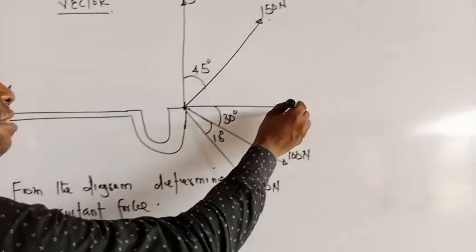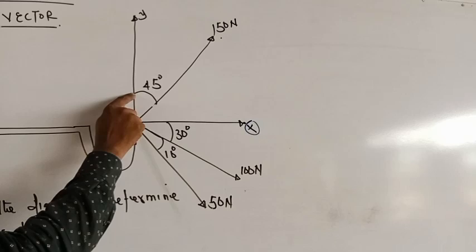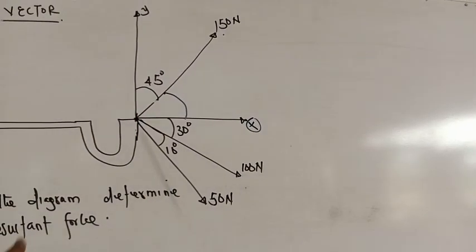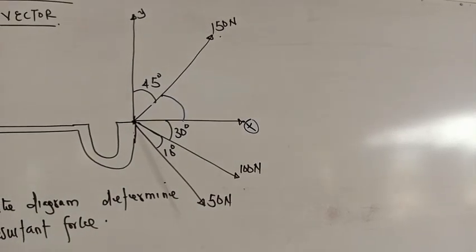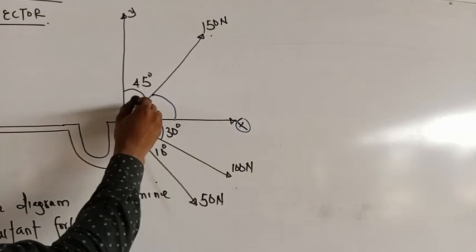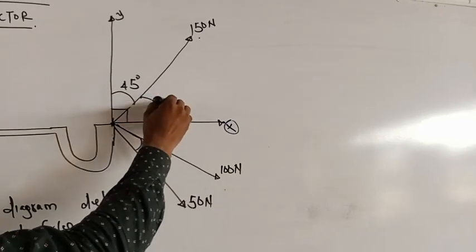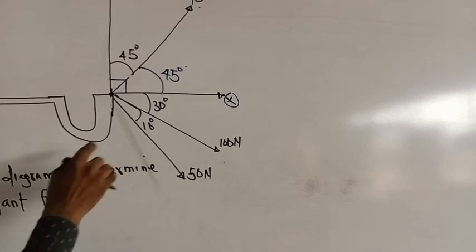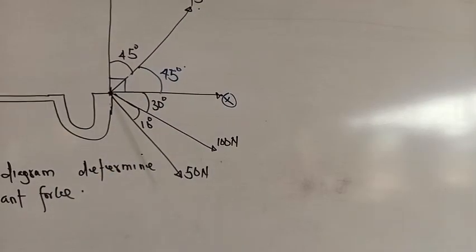The horizontal axis is the x-axis. For the first force, 150, you can see it's inclined to the vertical and not to the horizontal. So our interest is the angle inclined to the horizontal. But don't forget, every quadrant, according to cardinal points, is 90 degrees. So the whole of this angle here is 90. So if here is 45, that means here is also 45 degrees. Like I said earlier, our interest is between the force and the horizontal axis.